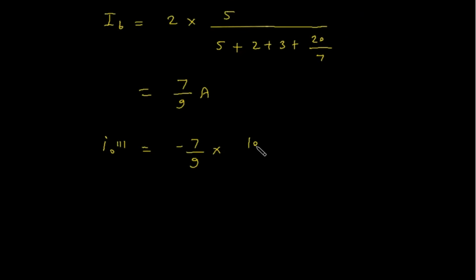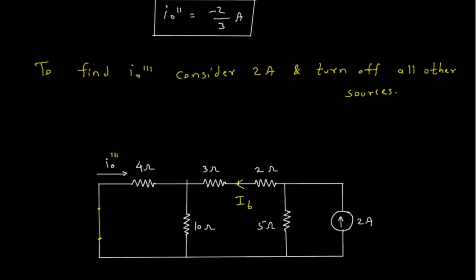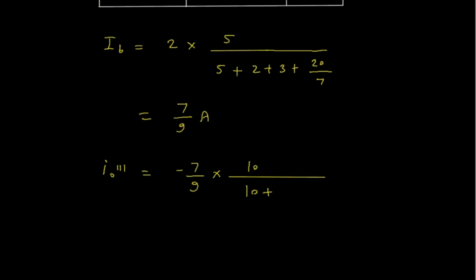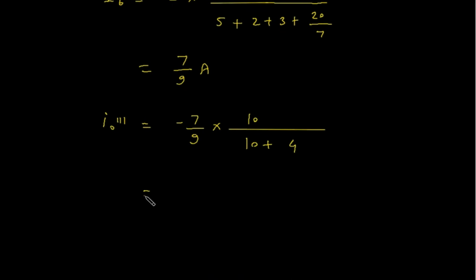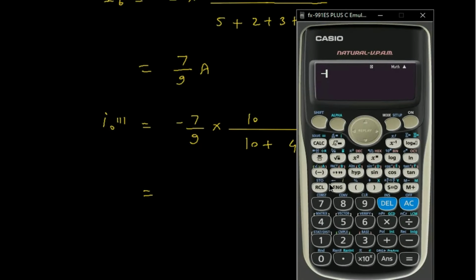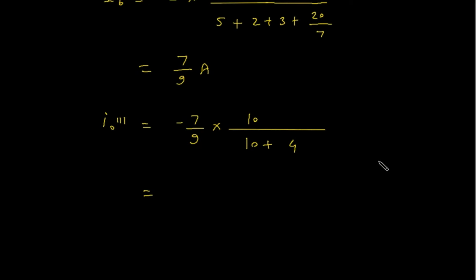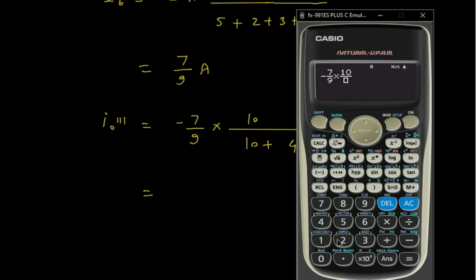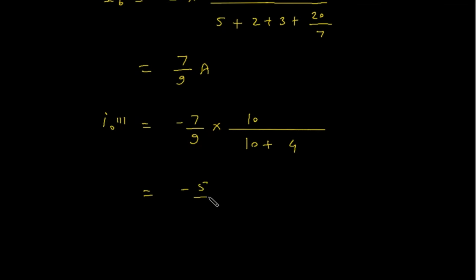So this will be 10 divided by total. So total will be 10 plus 4. So this will be minus 7 by 9 into 10 by 10 plus 4. Minus 5 by 9. Minus 5 by 9 ampere. This is the value of IO triple prime.